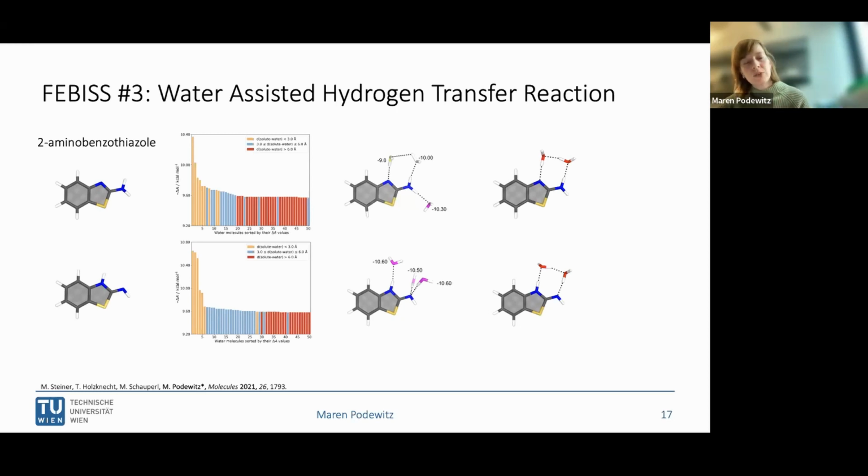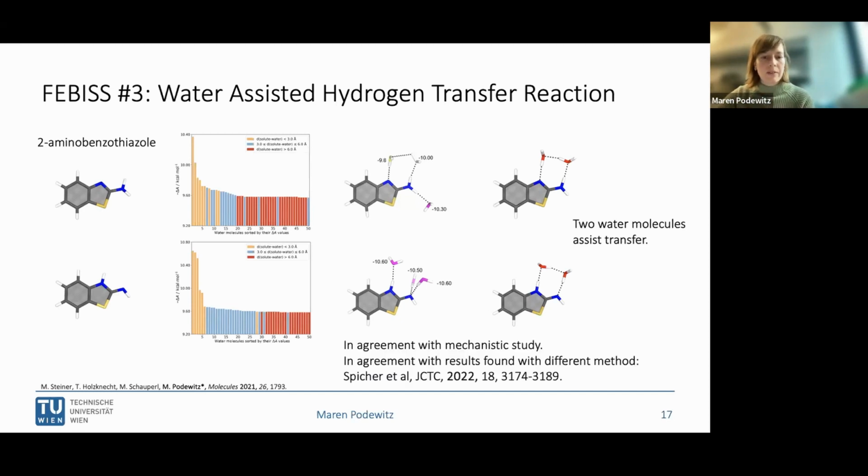And if we compare this to this quantum mechanics study where they looked at 1, 2, and 3 water molecules, they found the lowest barrier for 2 water molecules. So again, a nice match between full quantum chemical studies and our approximated MD studies.